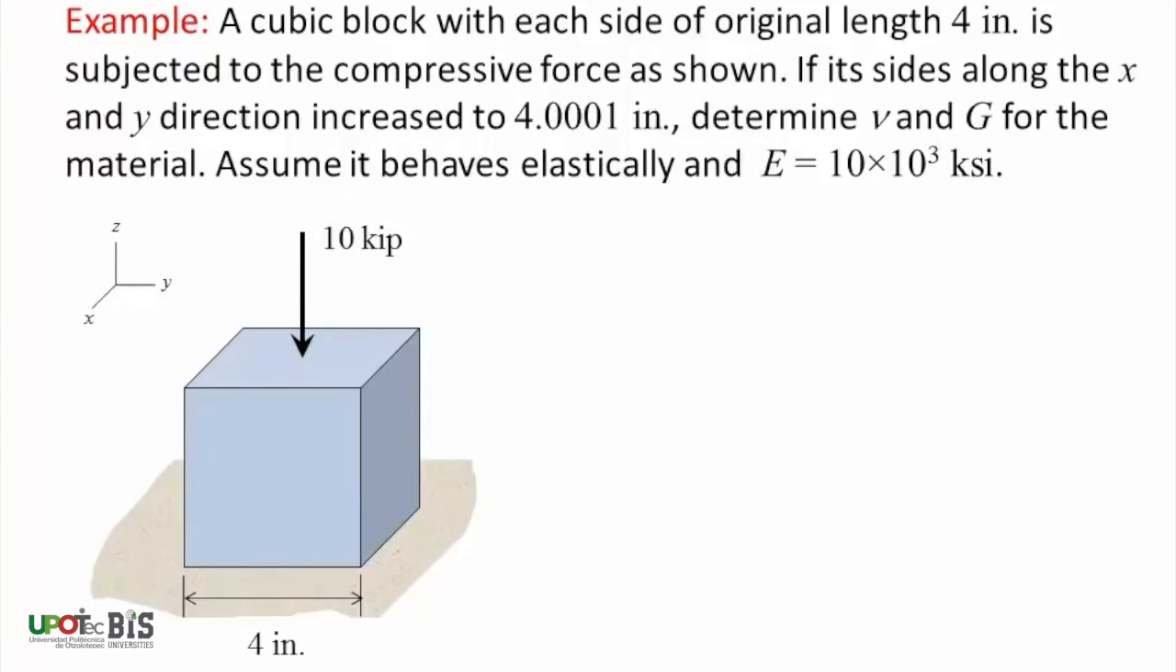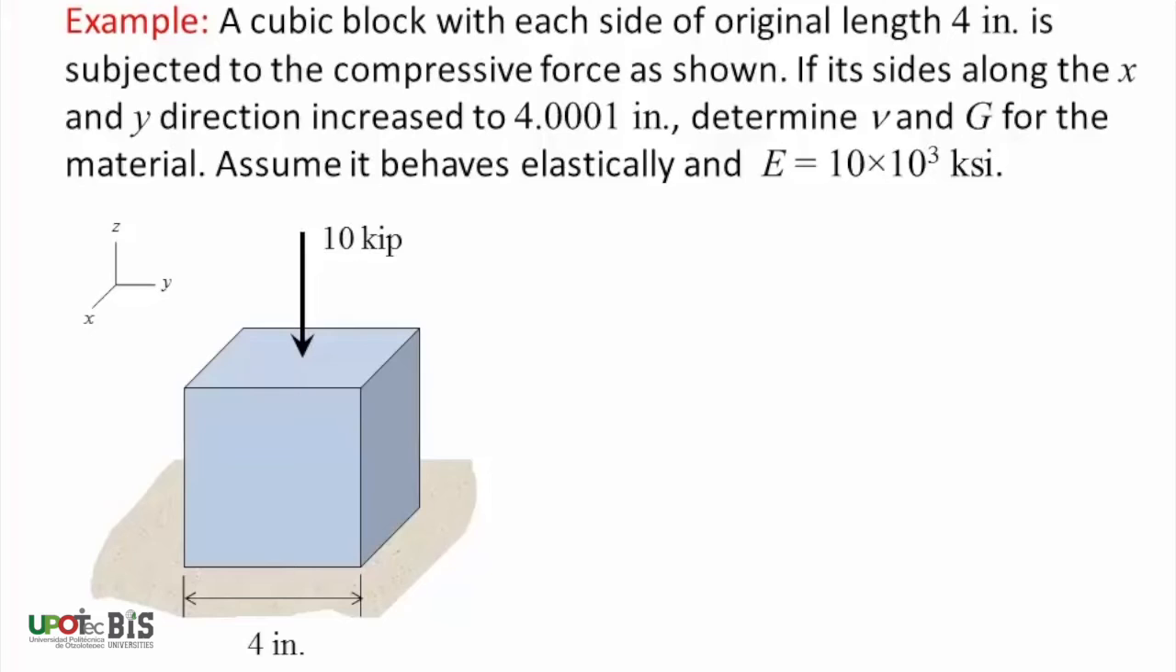Let's look at this example. A cubic block with each side of original length of 4 inches sitting on the floor is being compressed by the force shown. If its sides along the x and y direction increased to 4.0001 inch, we need to determine nu, the Poisson's ratio, and G, the modulus of rigidity for the material. Assume it behaves elastically, and its Young's modulus E is 10 times 10 to the third power KSI. For this problem, first let's identify the axial direction. In this case, the z direction is the axial direction.